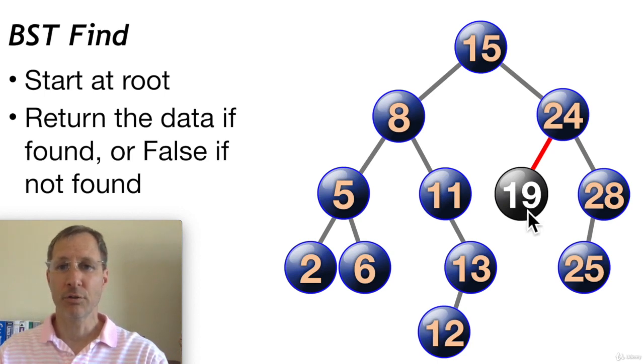So now we've already, in 2 comparisons, found the 19 in this tree. So when we find a piece of data with the find function, we're always going to return that piece of data. And if we didn't find it, we want to return false to let the user know that data is not existing in the tree.